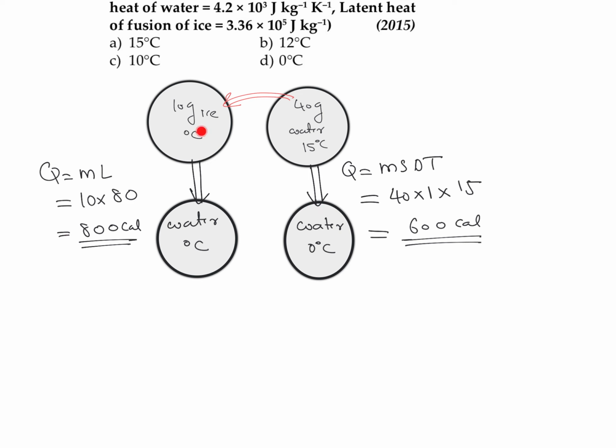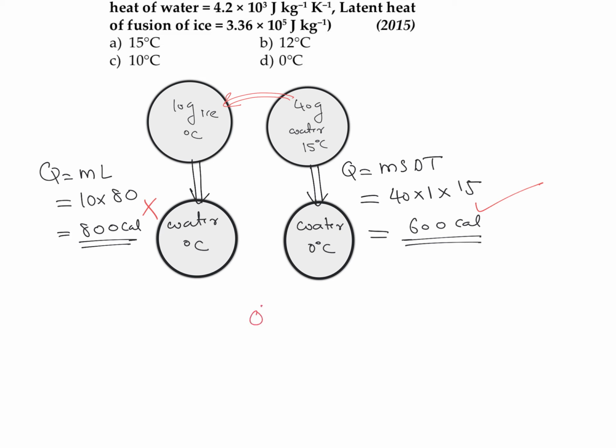That means to convert ice into water we require 800 calorie of heat energy, and for reducing the water's temperature from 15 to 0 we require only 600 calorie of heat energy. That means this process is going to happen and the other process is not going to happen. The entire amount of ice is not going to convert into water, so it will be a mixture of ice and water at 0 degree Celsius.